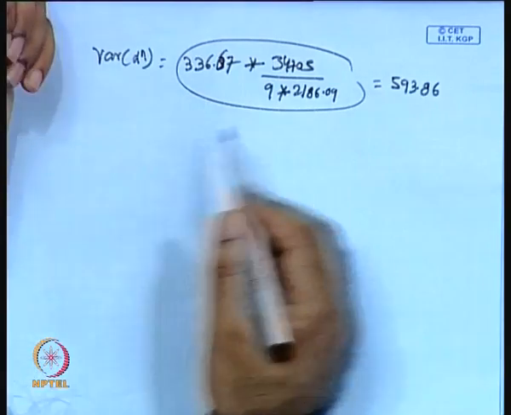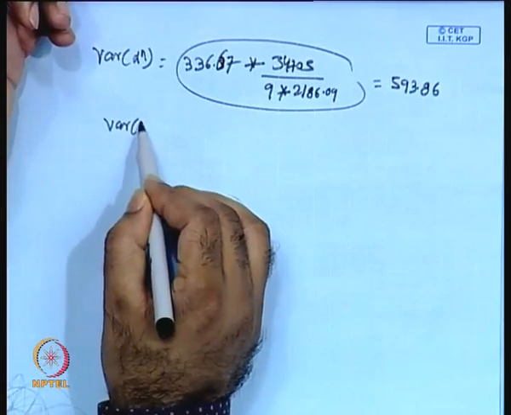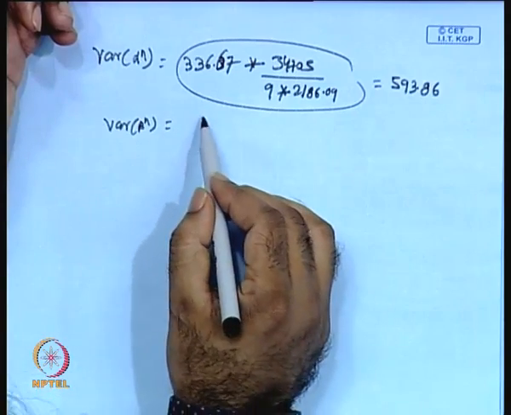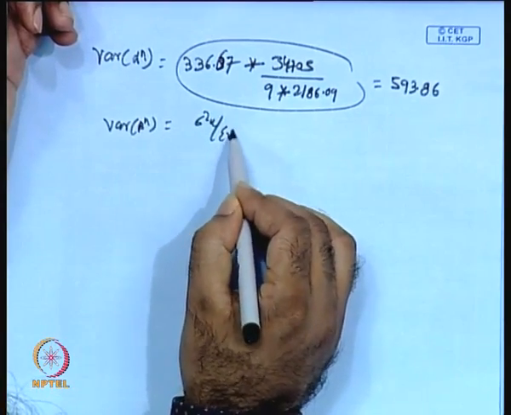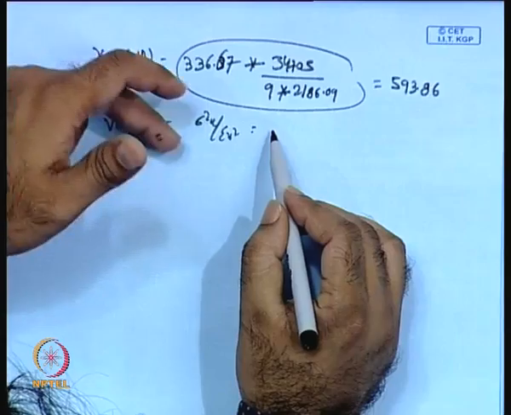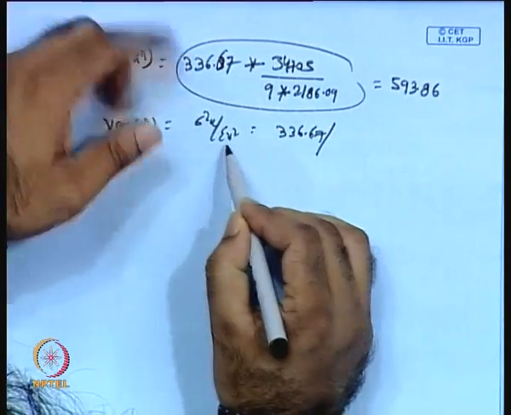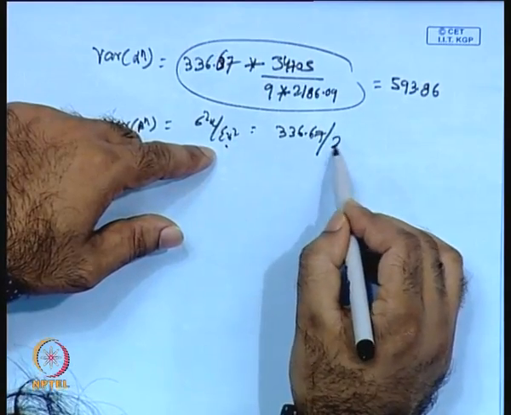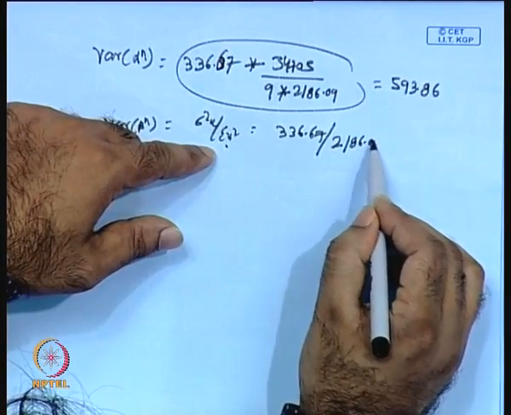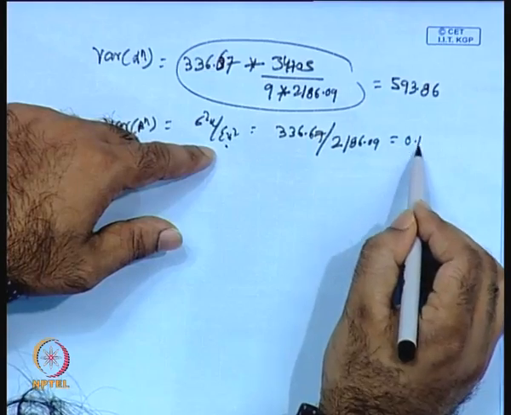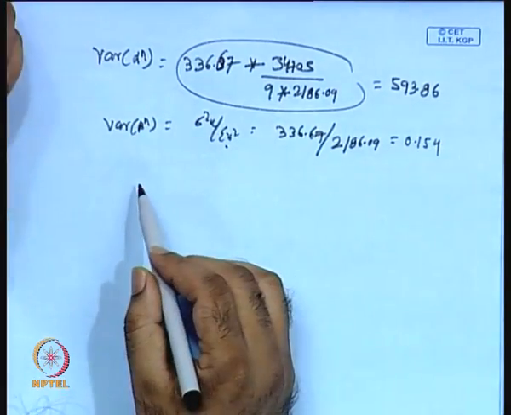Similarly, we will get the variance of beta head. The variance of beta head is nothing but sigma square u by summation x square. So, this is summation e square, 336.67, divided by summation x square, which we have already derived, 2186.09. This is nothing but 0.154. So, this is the variance of beta head.